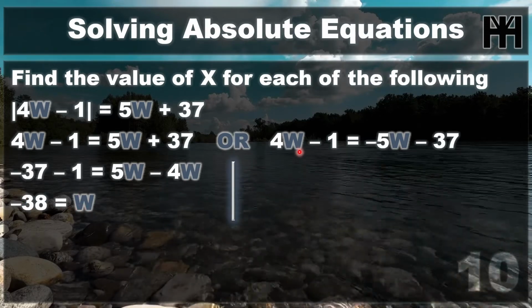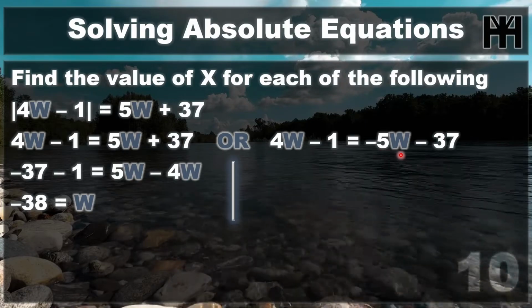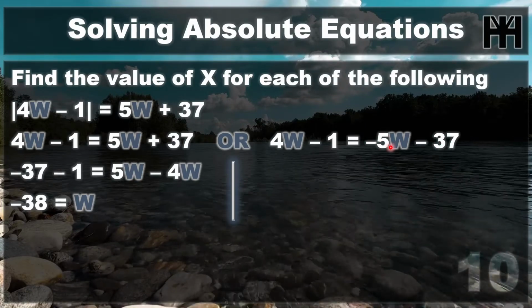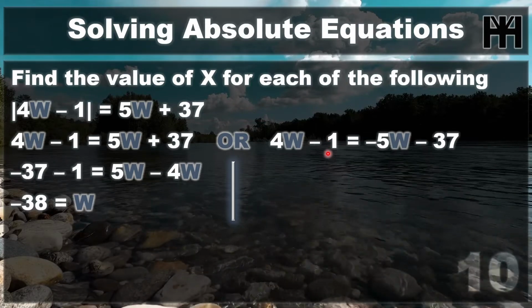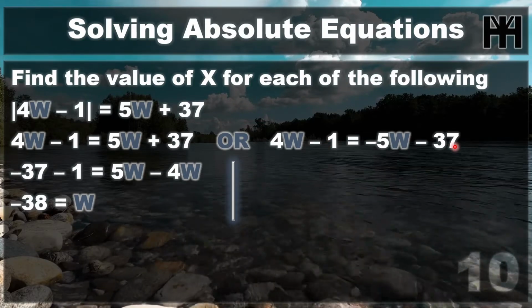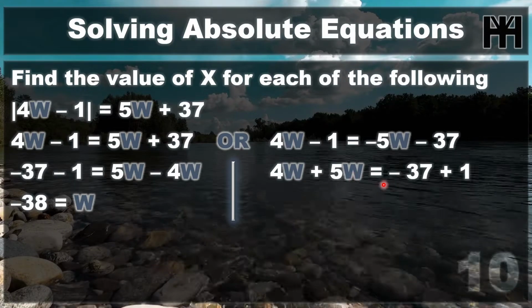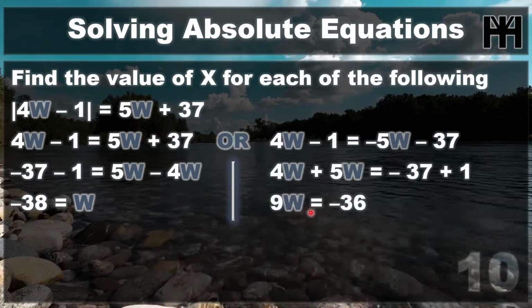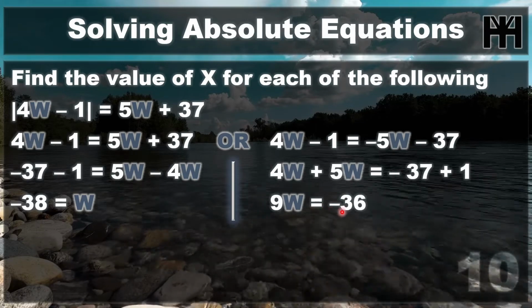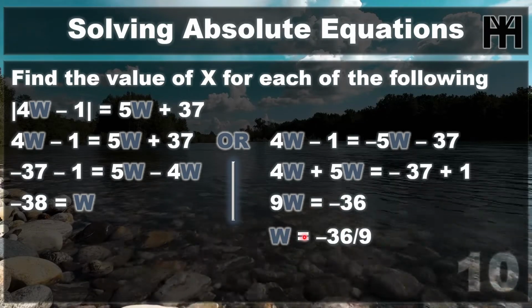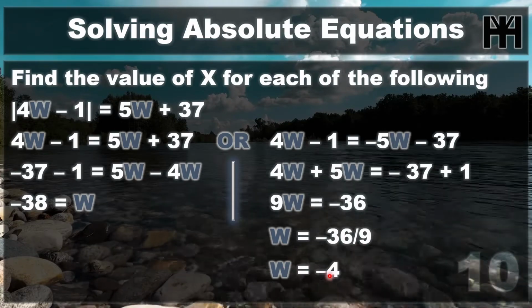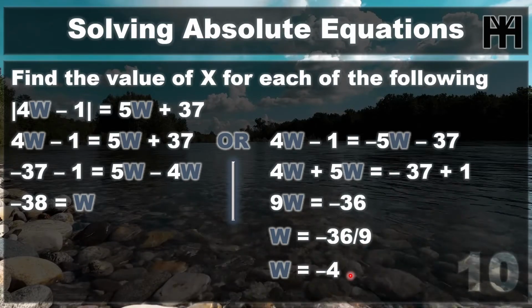Or we have 4w minus 1 equal to -5w minus 37. So we'll send the 5w here to the other side. It will be positive 5w and the -1 to the other side, so it will be plus 1. So it's 4w plus 5w equal to -37 plus 1. So it's 9w equal to -36. So w will be equal to -36 divided by 9. So w will be equal to -4.